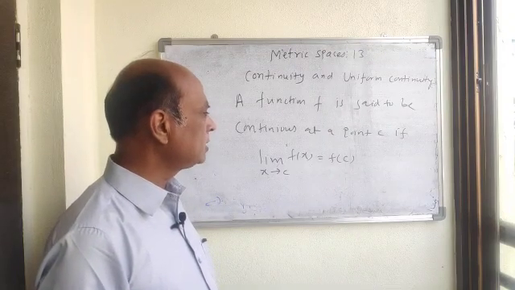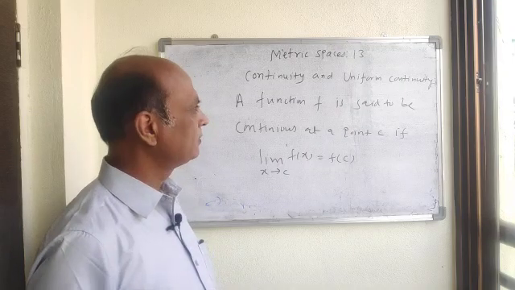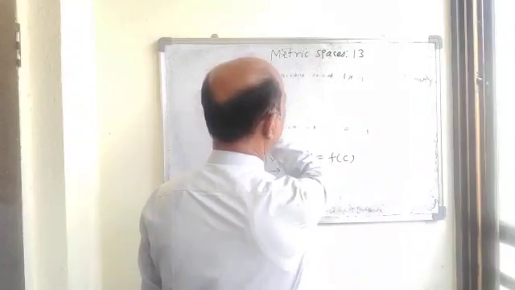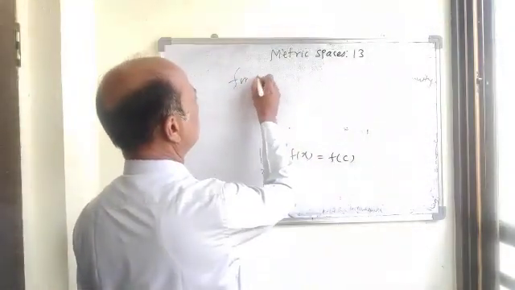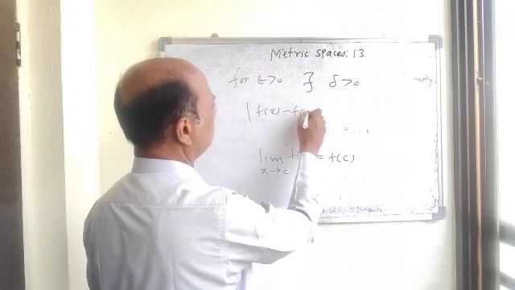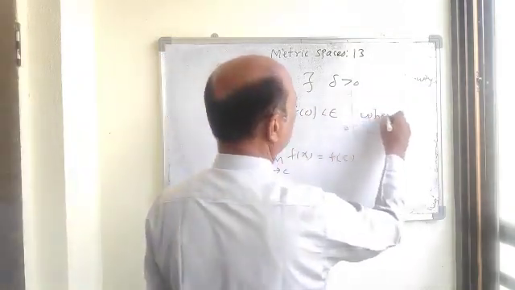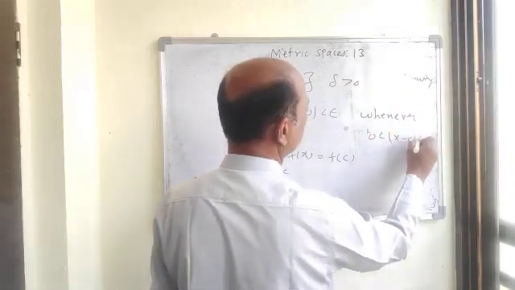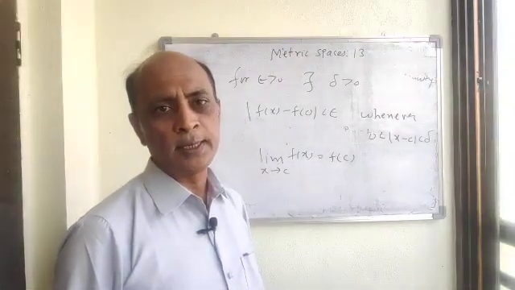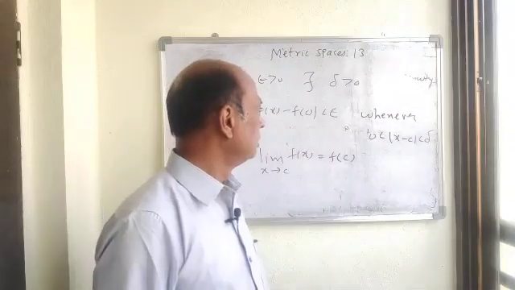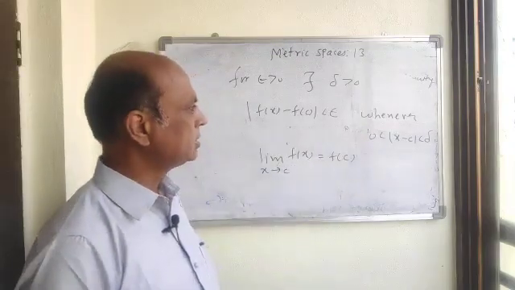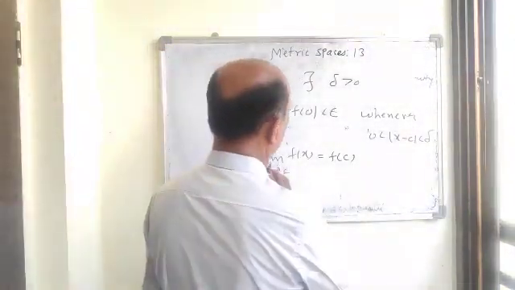We can write this definition in terms of epsilon and delta also. A function f is said to be continuous at a point C if for every epsilon greater than 0 there exists delta greater than 0 such that mod f of x minus f of C is less than epsilon whenever 0 is less than mod x minus C, which is less than delta. So this is also the definition of continuity in terms of epsilon delta. It has the same meaning, that is, limit of f of x as x tends to C is equal to f of C.